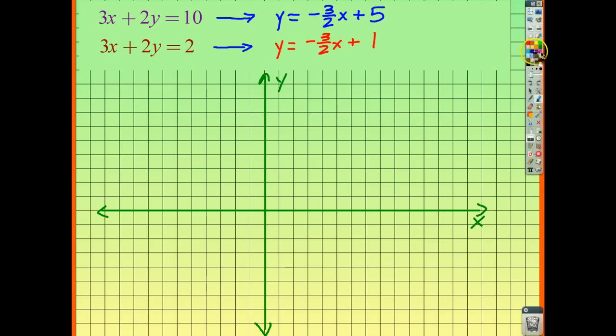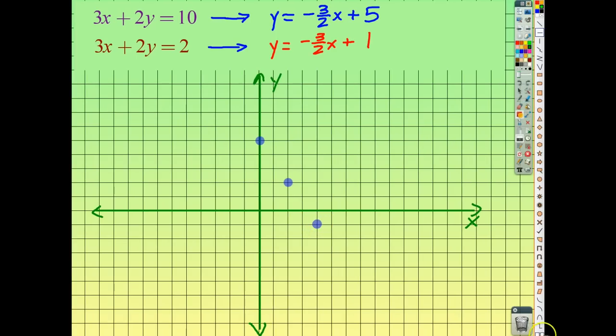The first one, the blue one, starts at 5: 1, 2, 3, 4, 5. And I'm going to have a negative 3 over 2 slope. So down 1, 2, 3, and then to the right 1, 2. And I'll do that again: down 1, 2, 3, and right 2. And then from here, I can draw a line. And it's going to go about like that.